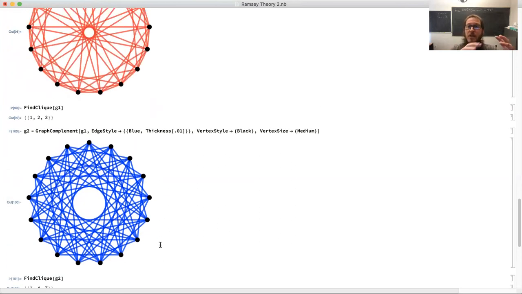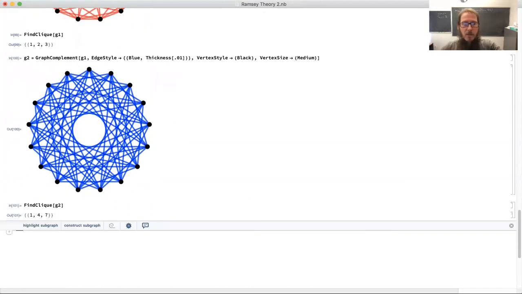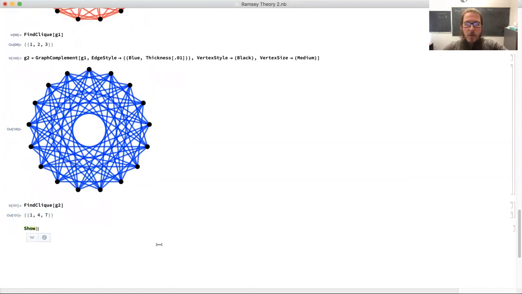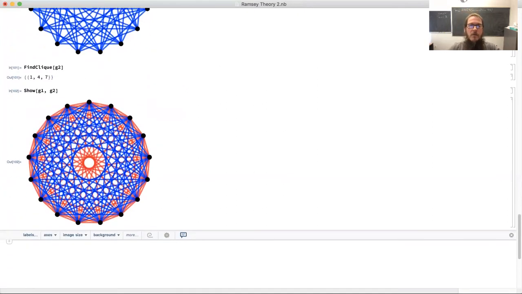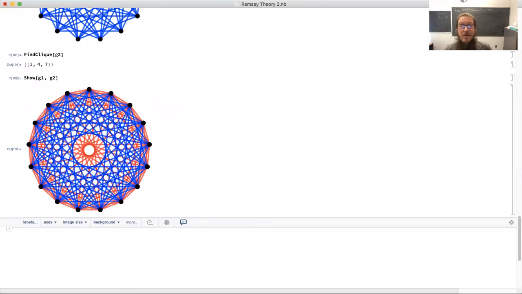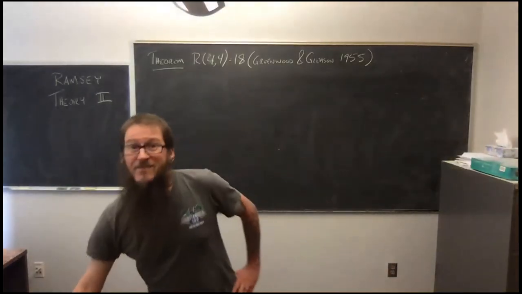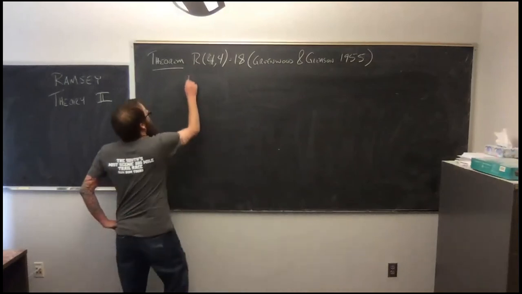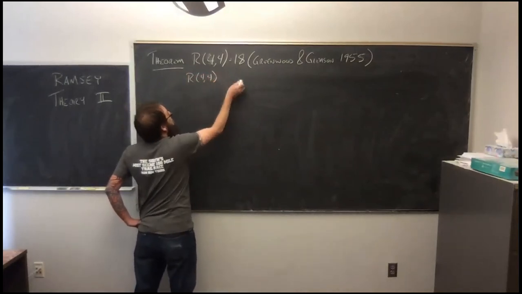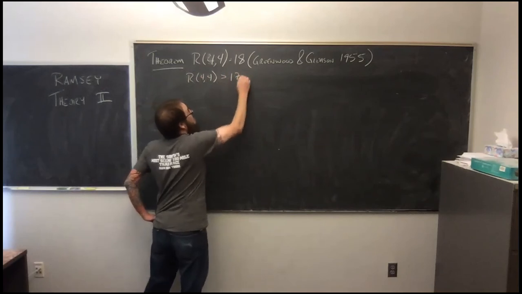So putting these two together, in fact, I can go ahead and show G1, G2. Here's my red-blue coloring of K17 that lacks a monochromatic K4. Again, it's not something you can really do easily by hand. But this example alone tells us that whenever we're looking at R(4,4), 17 is not enough. So R(4,4) must be bigger than 17.